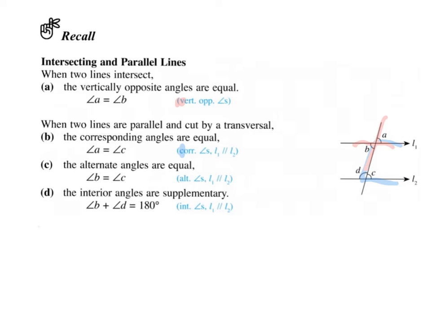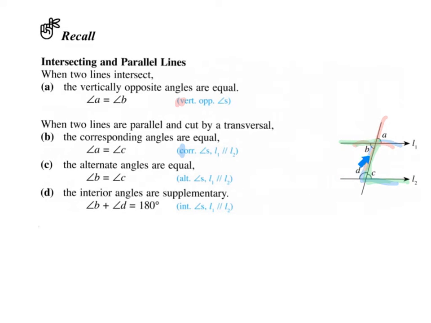Okay, the alternate angles are equal, so you can see that angle B is also equal to angle C. Angle B and angle C are equal, and alternate angles basically look like a Z shape. Okay, the interior angles are supplementary, so angle B and angle D are supplementary.